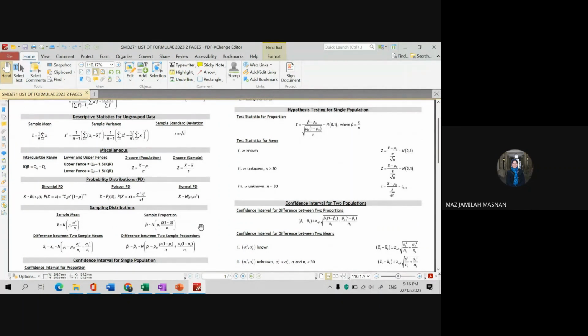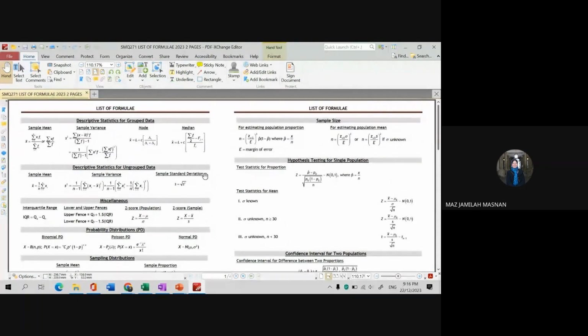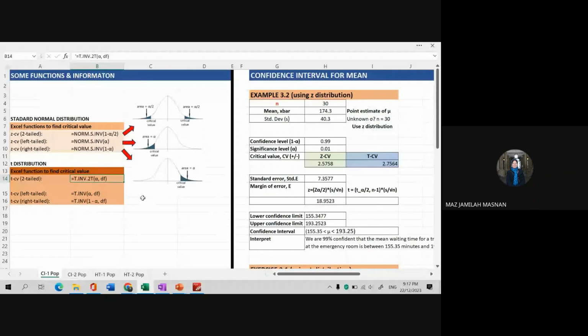Yes. During the final, this formula sheet will be attached along with your question, so don't worry. For the final exam, we will provide it along with the question, so you don't have to worry. It will be helpful for you throughout the learning of chapter 4 and chapter 5, where you can use them as a guideline. If you don't have any questions, let me continue.